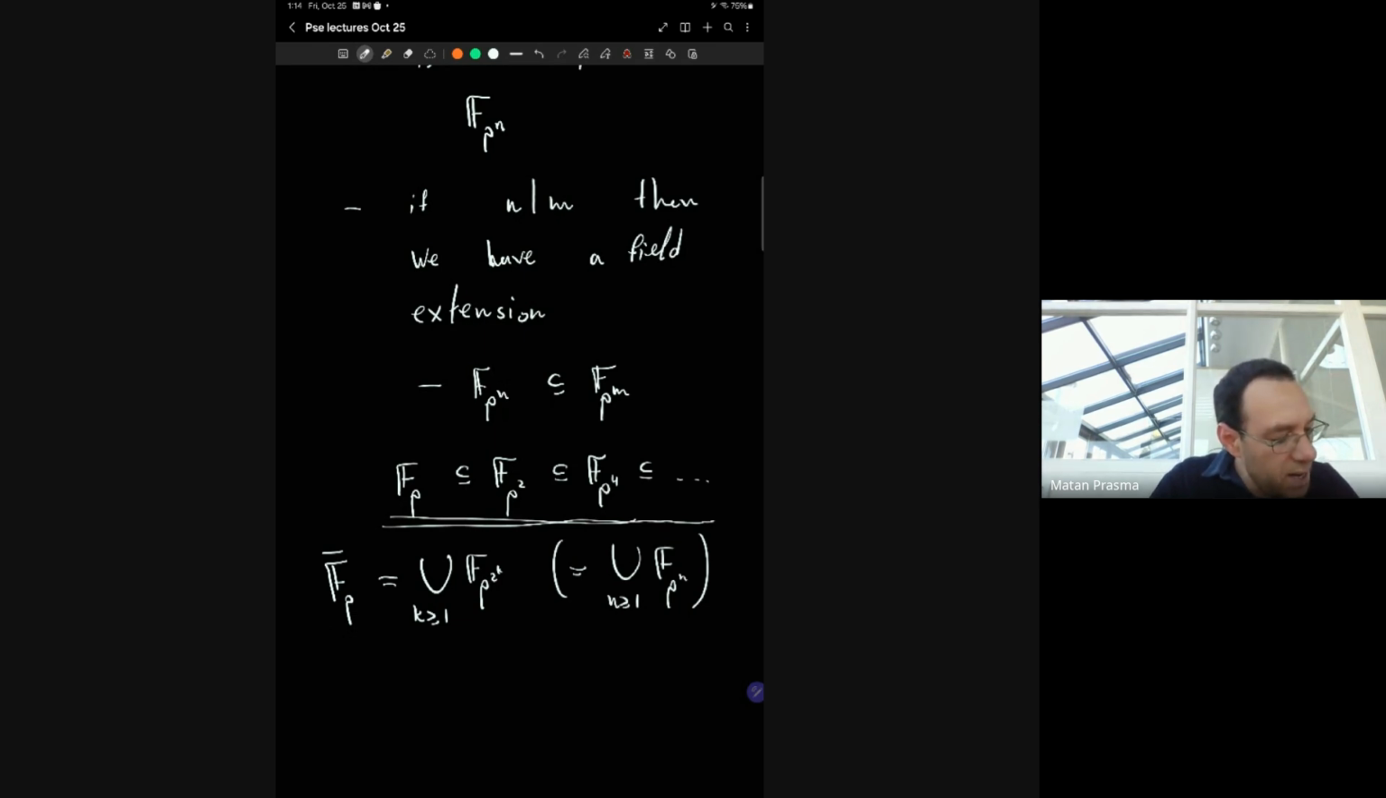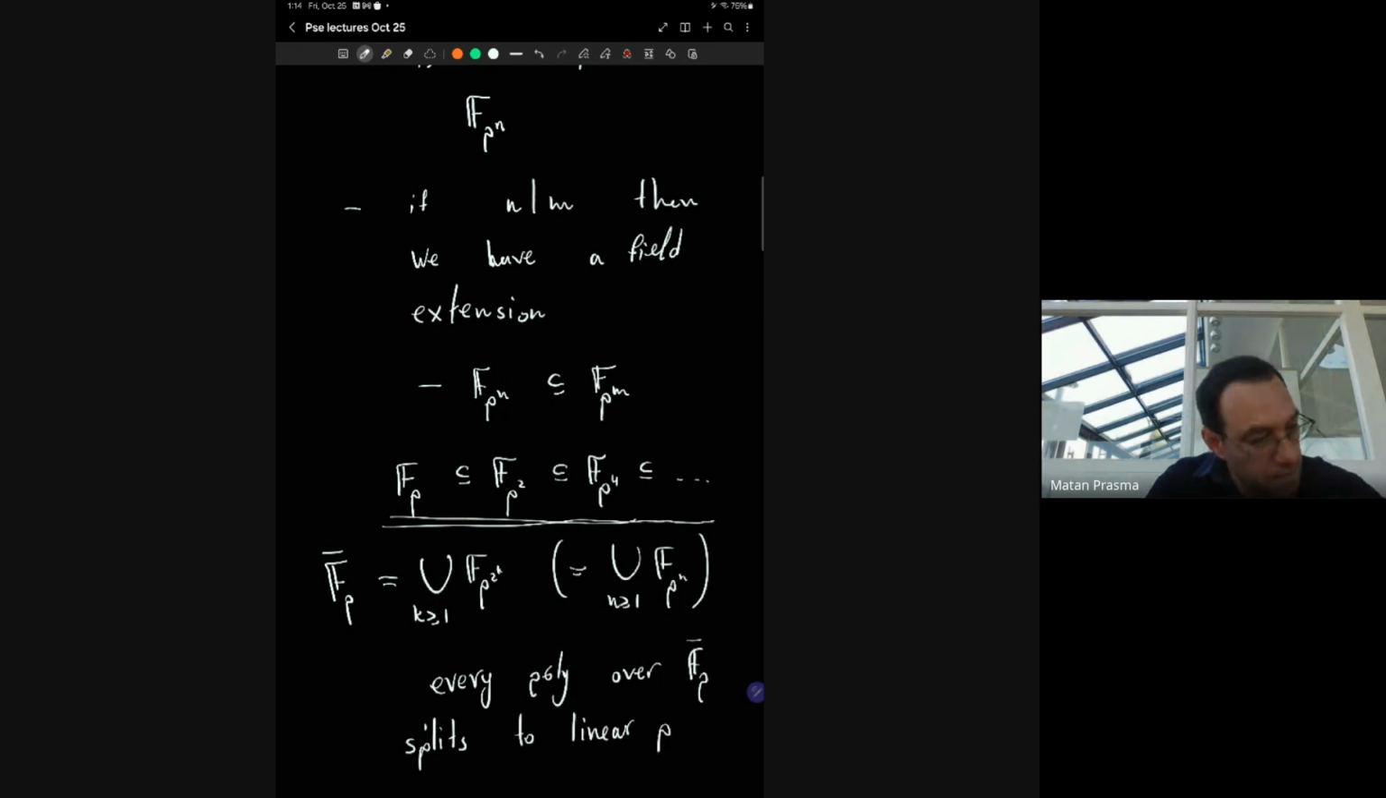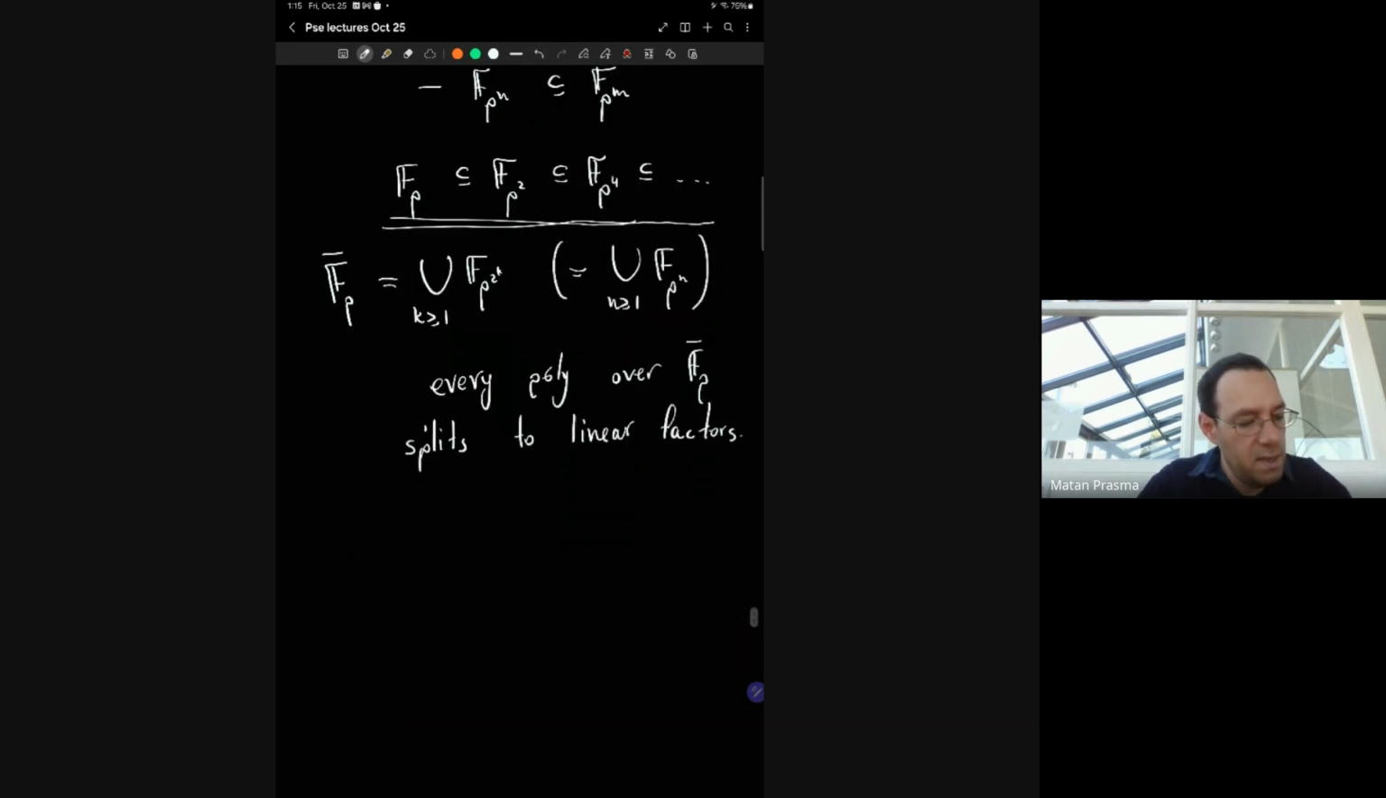And Fp bar has this property that every polynomial over Fp bar splits into linear factors. Okay, so that's groups and fields, the takeaway from these sections, and then we move to elliptic curves.